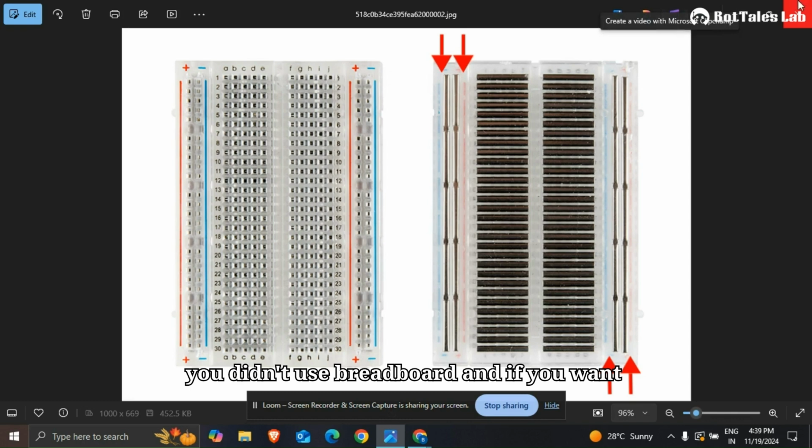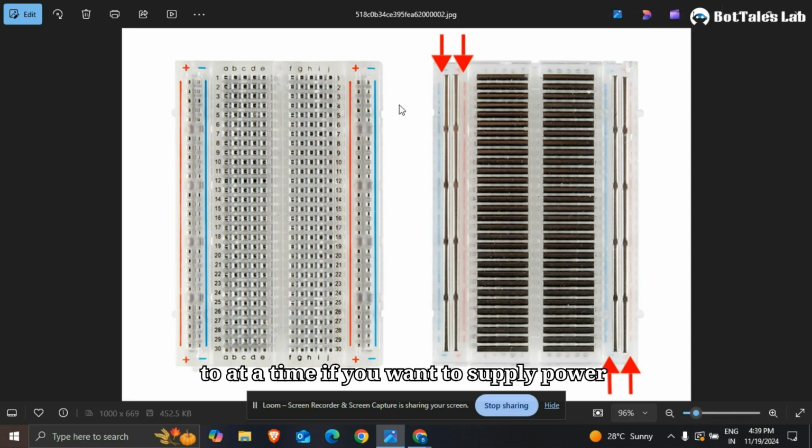If you didn't use a breadboard, and you want to supply power to two or more devices at a time, what would you have to do? You would have to take one battery, then supply negative to that component, then again one more wire negative to another component, then similarly positive to two or three components. So many connections and so many wires will be there. It will be so complex for you. So to make it easy, just supply battery positive here, battery negative here, and whatever component you want to supply positive and negative, just connect that component here. So you can make your connection easy.